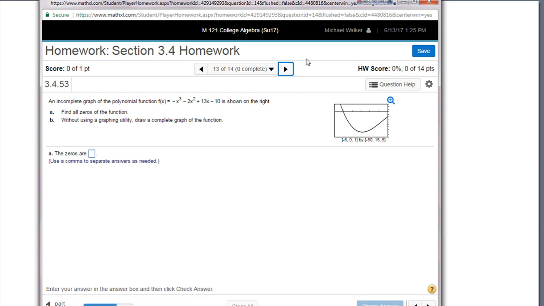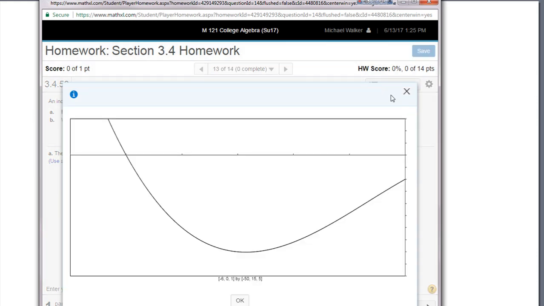So first things first, we've got to figure out the zeros, and it's giving us this graph that we can check out. So let's go ahead and zoom in and check out the graph. And we're going to pay special attention to the scale. I'm not sure if you can read this, but the scale is -6, 0, 1 by -50, 15, 5. So this down here is -50, and it's going to go up to 15 in increments of 5.